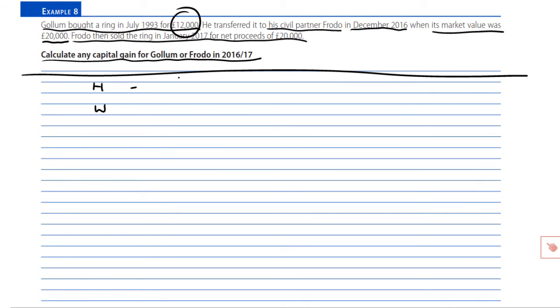Husband, we're told, has taxable income of 20,000. Wife has taxable income of 50,000. So what do we see from that? Husband remains a basic rate taxpayer and has basic rate bands still remaining. Wife is already a higher rate taxpayer.